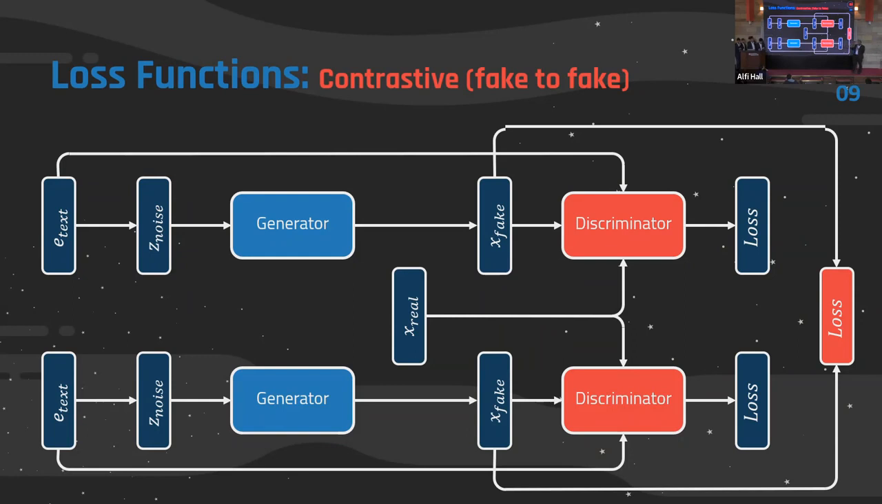The contrastive learning basically tries to take similar text embeddings and minimize the distance between the generated images from each embedding. So if they are similar, the generated images should be the same or close to each other, and if they are different, they should be contrasting to each other.